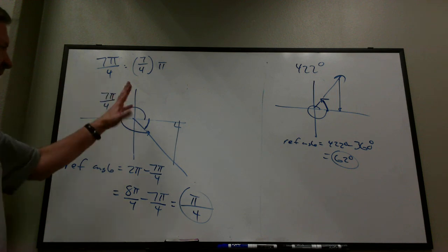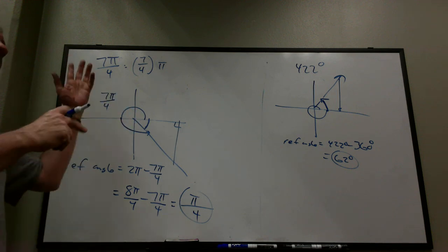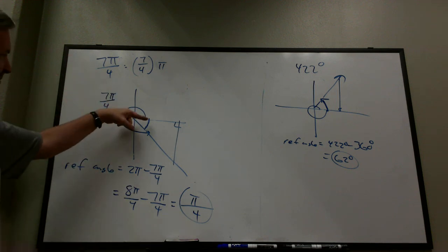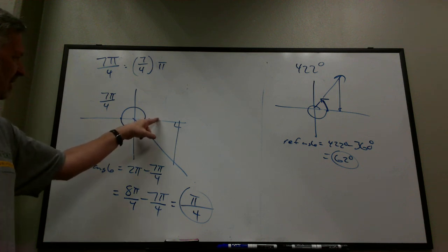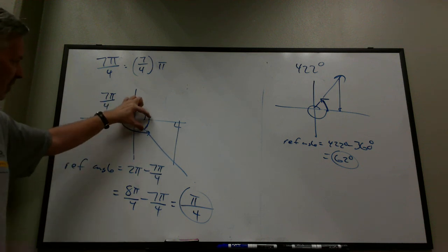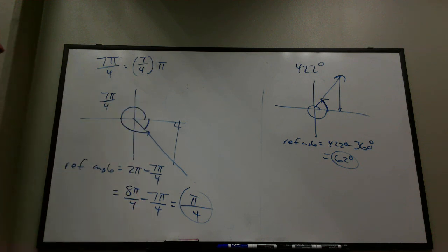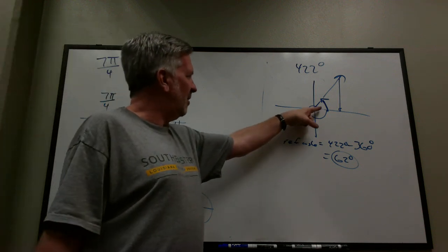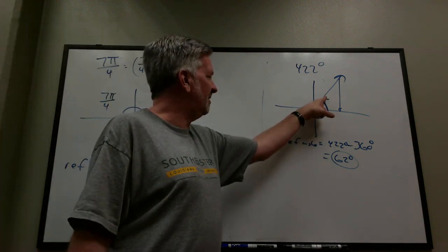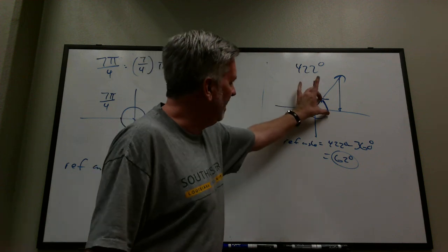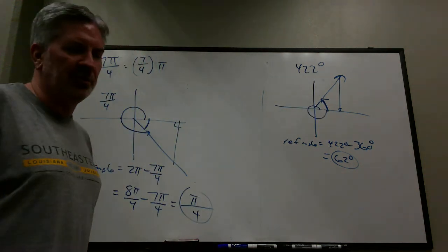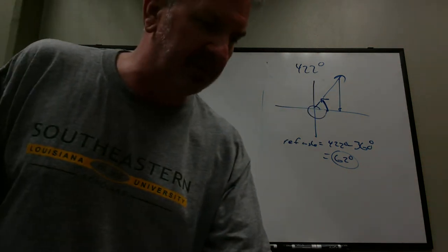So once you draw the pictures, you don't have to memorize what you subtract from what. Draw the picture and you can figure out all the way around is 2 pi. I've used up 7 pi over 4, so what's left? The difference. Notice here, it was all the way around, 360, plus another 62 to get 422. Well, that was the reference angle. So as you're drawing the picture, you can figure out what to do.